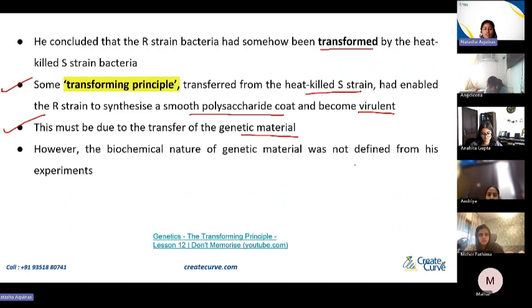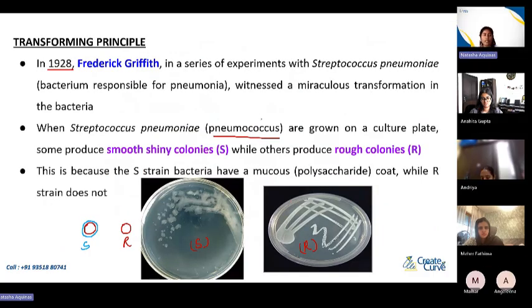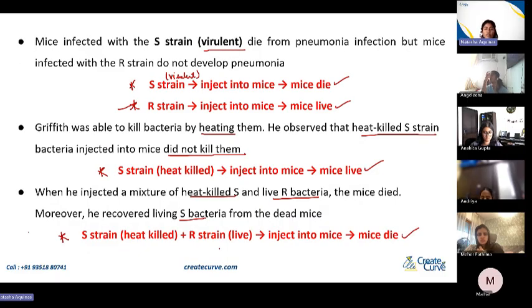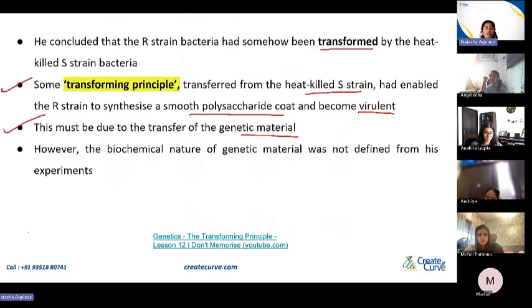So this is also called the transforming principle experiment, or you can also say it is Griffith's experiment. Any of these names could come up. It could be asked as: explain the transforming principle experiment, or explain Griffith's experiments with Streptococcus pneumoniae. It could be asked in any way. You have to explain all of this. Mainly the red pointers here are what you're supposed to explain in writing, and finally you have to give the conclusion like this.